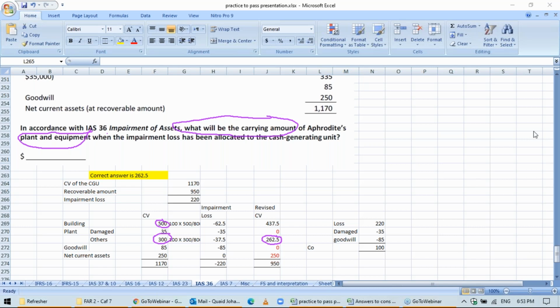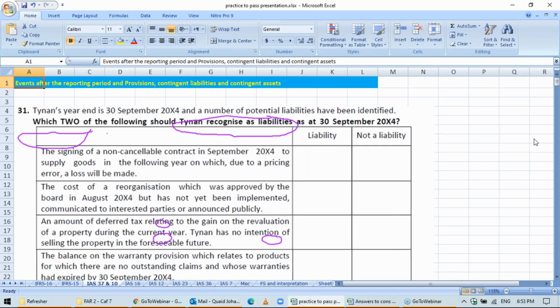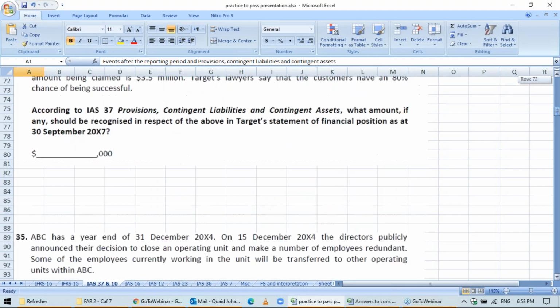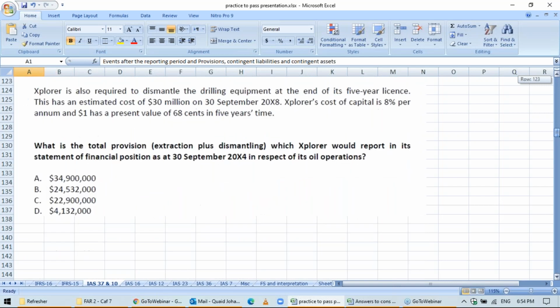Okay, so let's move on to the next section, IAS 37. We'll take a few important questions from here as well. We will start with question number 36. Okay, that's question number 36.